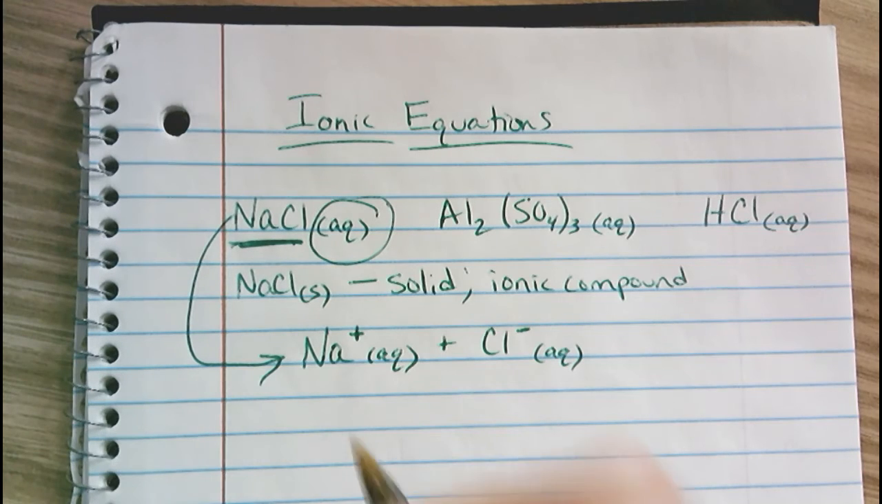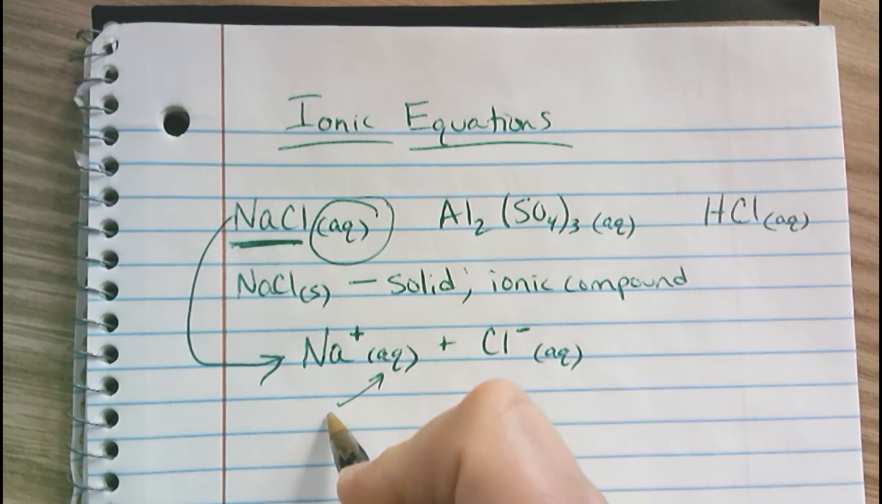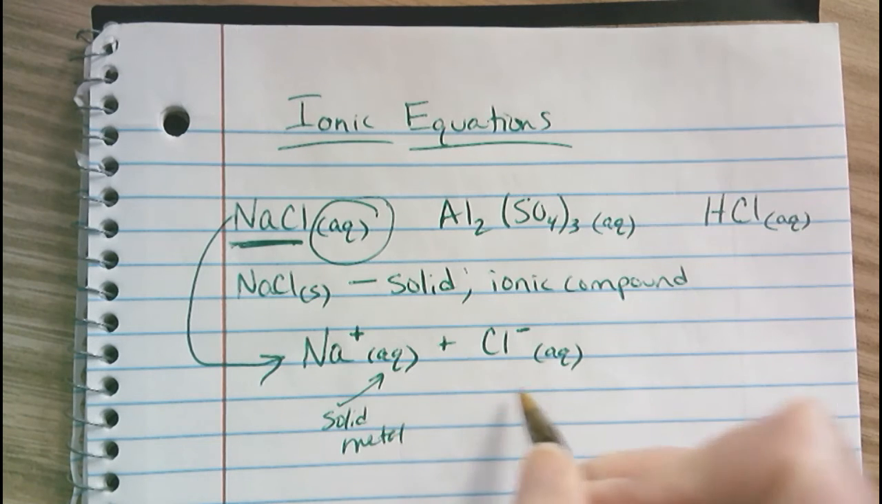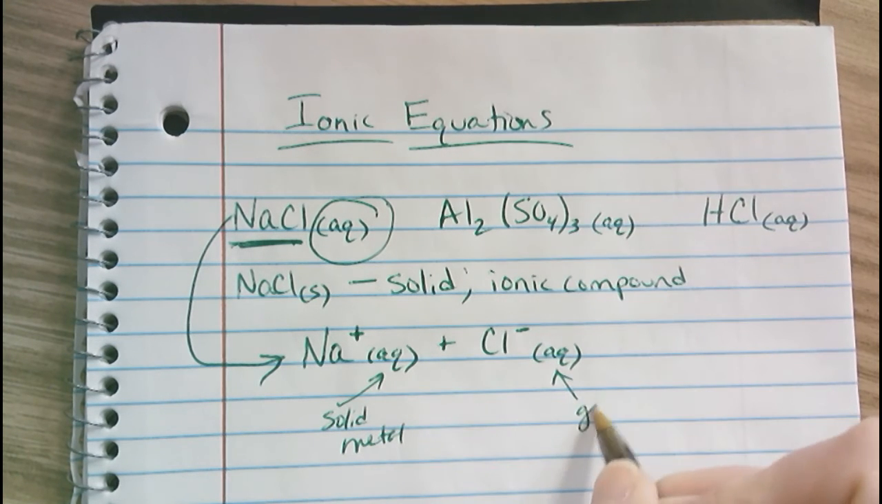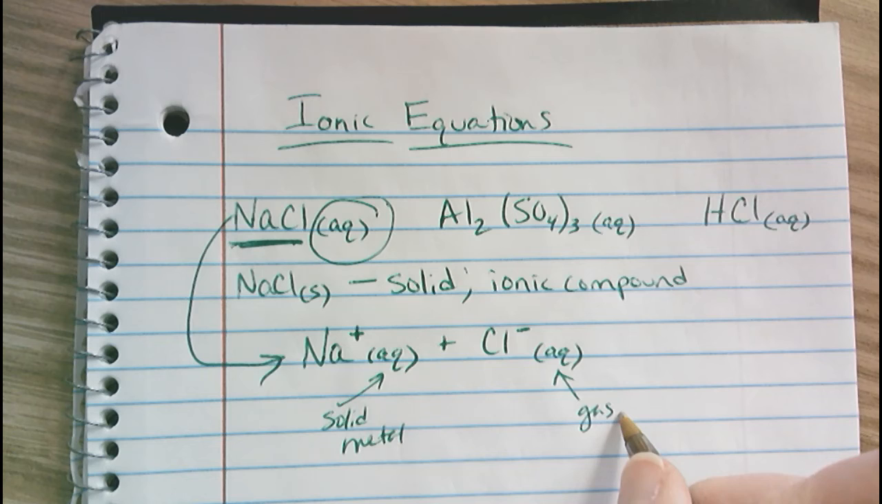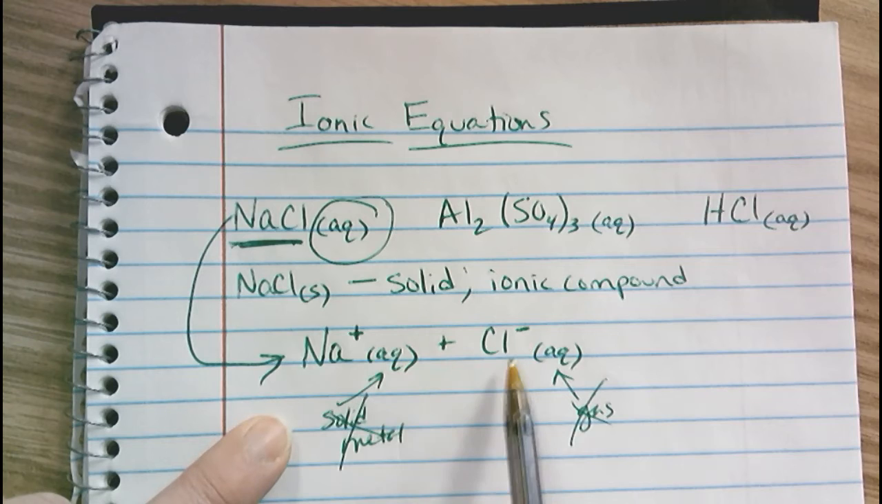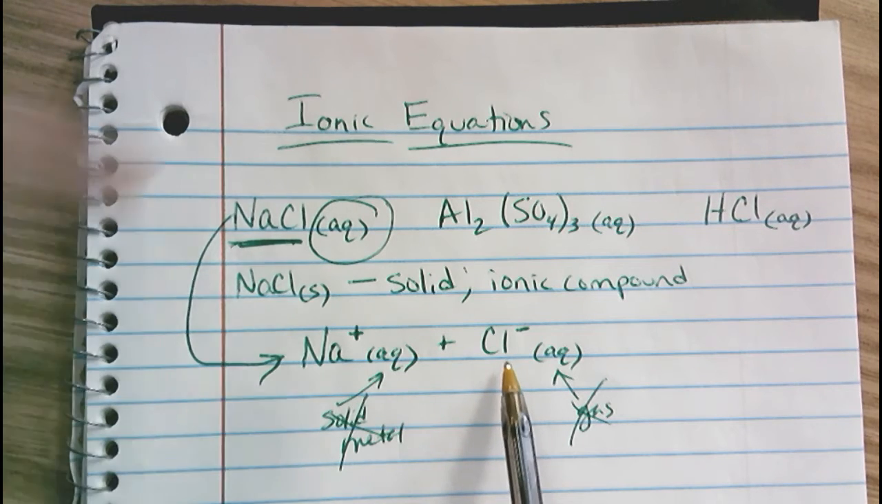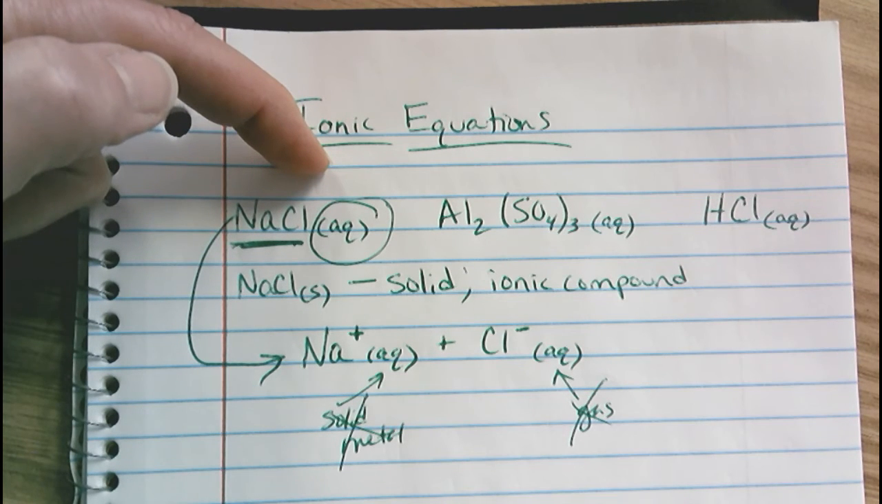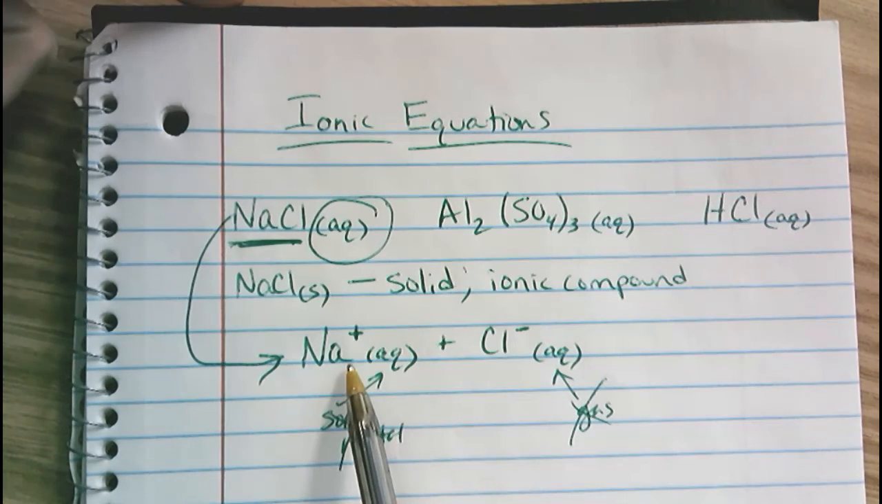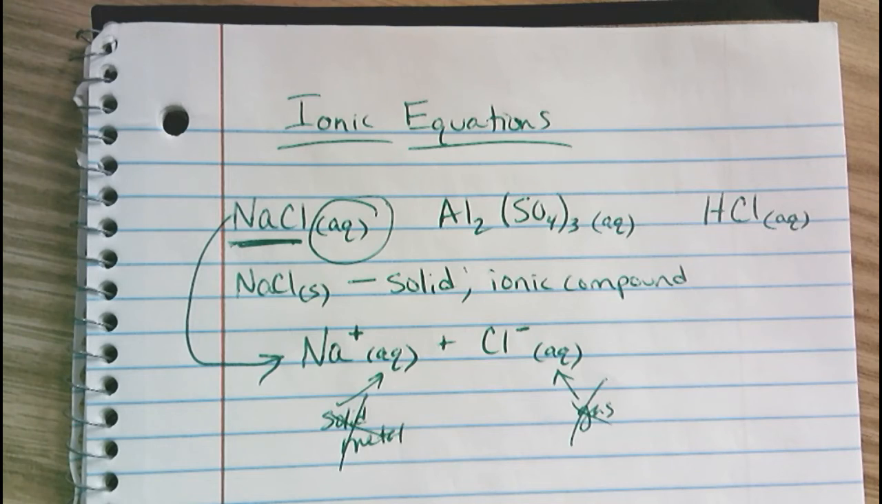Sometimes students make the mistake and they want to label this as solid because it's a metal, and they want to label this as a gas because chlorine is a gas at room temperature. But that's not correct. The only way we were able to write it as ions is simply because it's aqueous. So it's still in solution. I mean, remember, this means in solution. It wouldn't be possible for this to be a solid because then it would no longer be in solution.